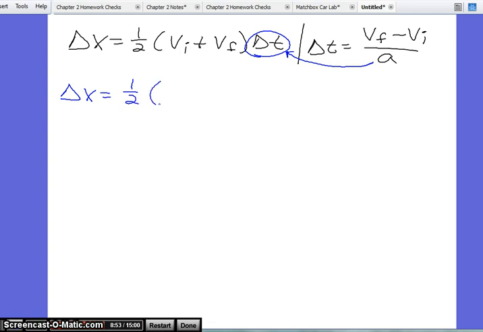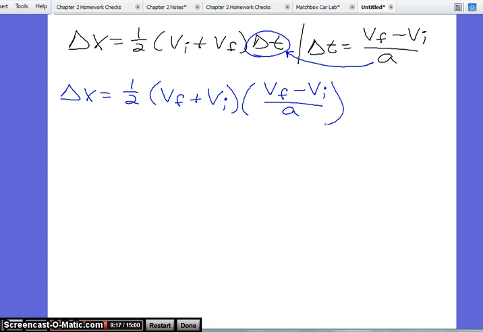Now one of the things I'm going to do here is I'm actually going to flip these two around. I'm going to say vf plus vi. The commutative property says that it doesn't matter which order you add numbers. I can either add 3 plus 4 is 7 or 4 plus 3 is 7. And then I have vf minus vi all over a in place of my time.